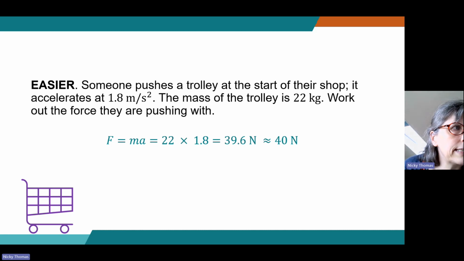Just to say that our data here has been given to two significant figures, and therefore you wouldn't want your example to be given to any more than two significant figures. So you would really need to round up that 39.6 to be consistent. However, at GCSE, unless the question is specifically asking you to use the correct number of significant figures, you would be fine giving either of those answers.